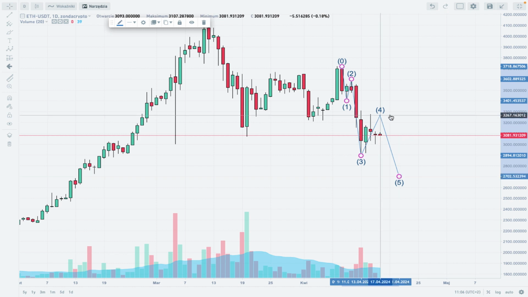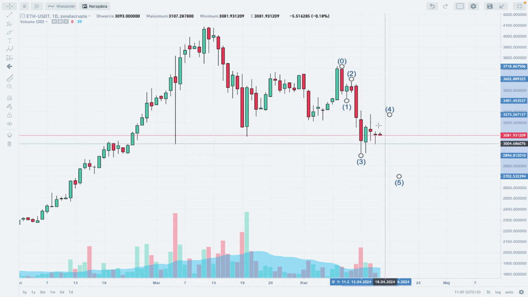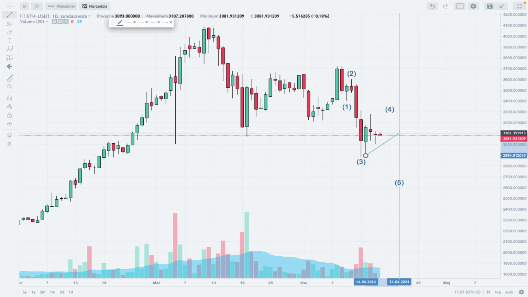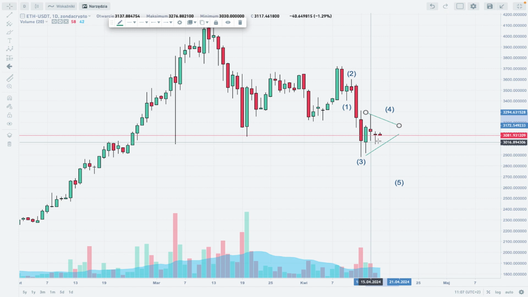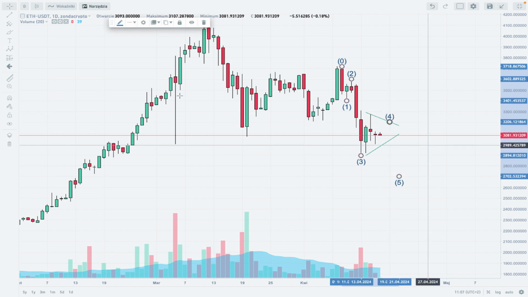Now why do I see this pattern here? Let me just remove the line so we can see it clearly. There is a distinct pattern made here, and let me just show it to you right now. What we see here is some sort of triangle pattern. So we got this sketch of the triangle which might look like this, and we need to complete this triangle. So A, B, C, D, E inside subwaves must be done in the wave 4, and then we can see the breakdown to the downside.